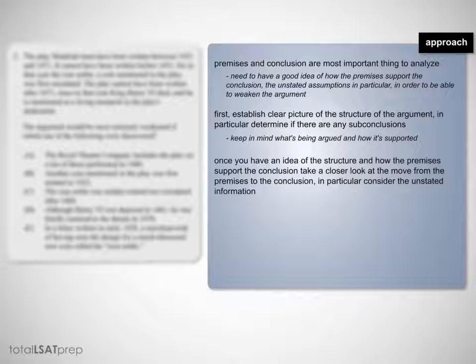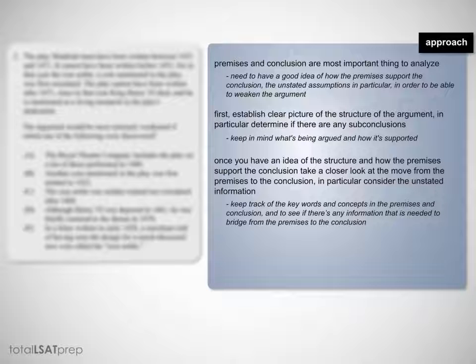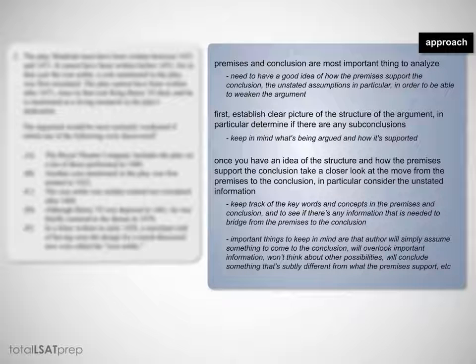Once you have an idea of the structure and how the premises support the conclusion, take a closer look at the move from the premises to the conclusion, and in particular, consider any unstated information that might be necessary. So you need to keep track of the keywords and concepts in the premises and conclusion, and to see if there's any information that is needed to bridge from the premises to the conclusion. Important things to keep in mind are that the author will simply assume something to come to the conclusion. They will overlook important information and they won't think about other possibilities, or they'll conclude something that's subtly different from what the premises support. So things of that nature, that move from the premises to the conclusion.